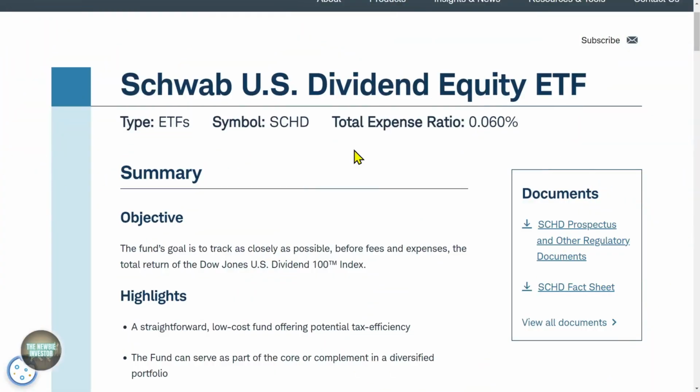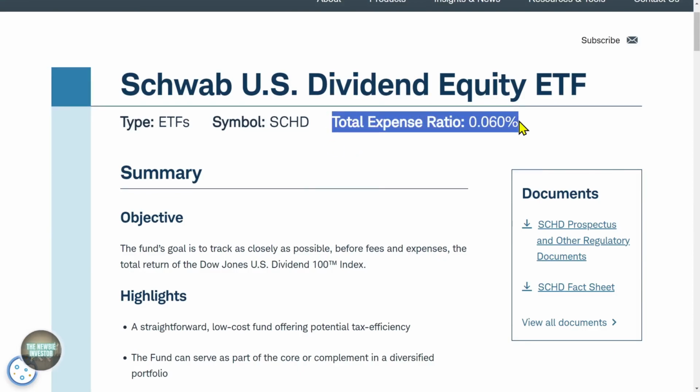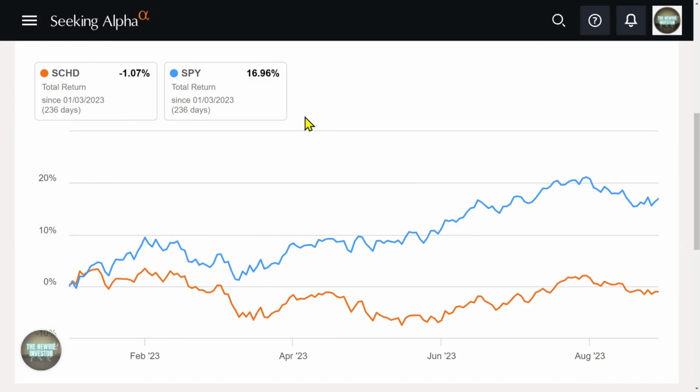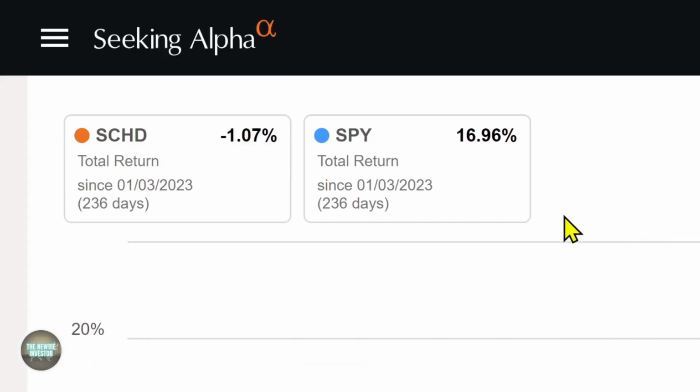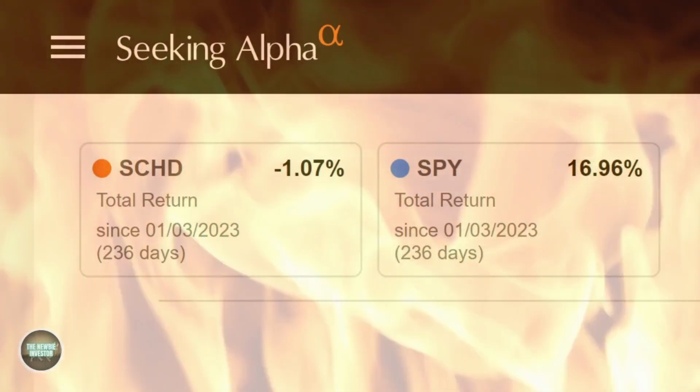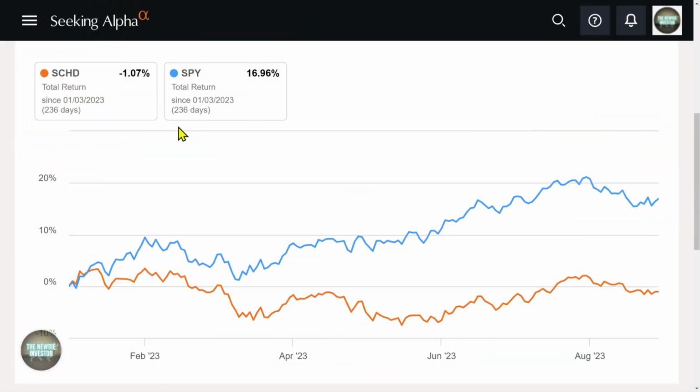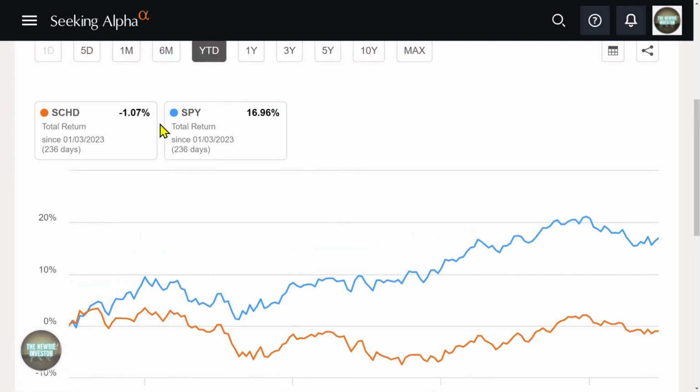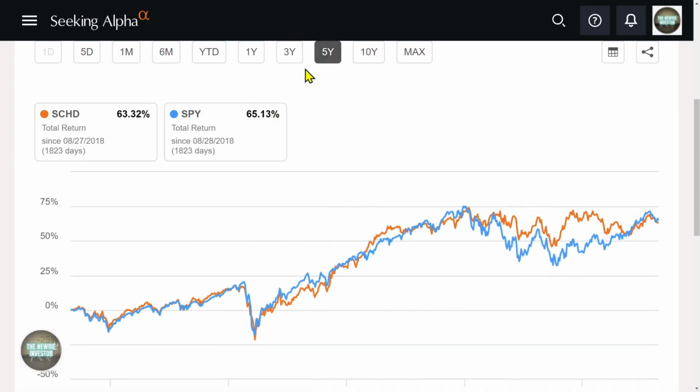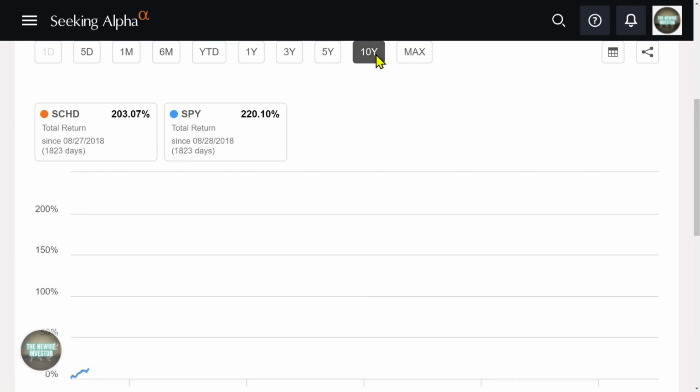Even better, it does it for a tiny fee. SCHD's total expense ratio is just 0.06%. That's been a winning formula, until now. Why has this darling of dividend investors started underperforming? Since the start of the year, the total return of SCHD is negative 1.07%, while the S&P 500 is up 16.96%. If we zoom out, things look a bit better, but SCHD is still lagging behind the S&P.